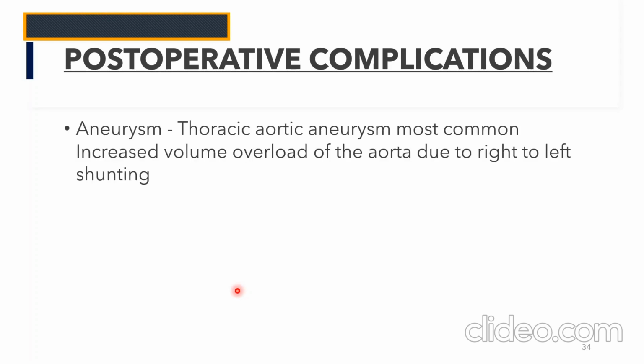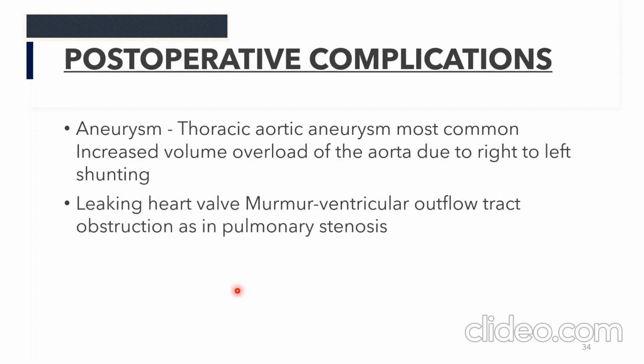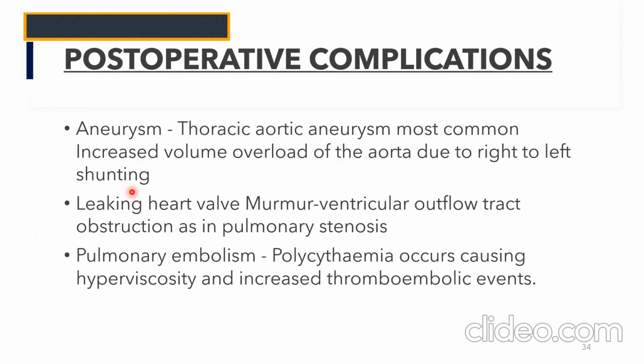Aneurysm, out of which thoracic aorta aneurysm is the most common, is due to the increased volume overload of the aorta and due to right to left shunting. Leaking of the heart valves causes murmurs. Ventricular outflow tract obstruction leads to this, and it occurs in pulmonary stenosis. Pulmonary embolism occurs as the patient has physical inactivity during the period of treatment.